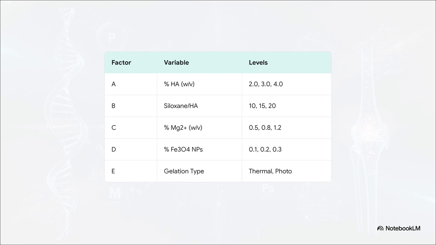You balance 5 factors: percentage of hyaluronic acid, the siloxane to HA ratio, concentrations of magnesium and iron oxide, and the gelation type. By statistically mapping these interactions, researchers pinpoint the exact chemical ratios needed to hit our targets, a QHE factor above 6.5, and crucially, a storage modulus, or G', greater than 600 pascals to guarantee robust mechanical stability.